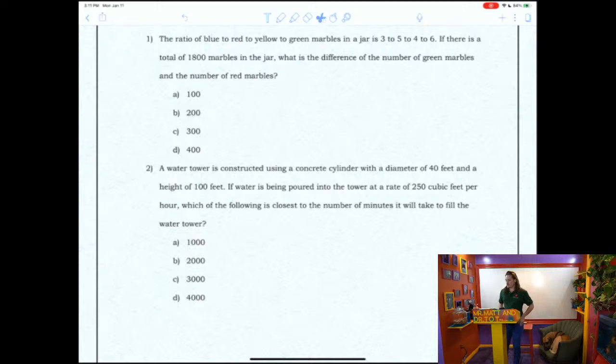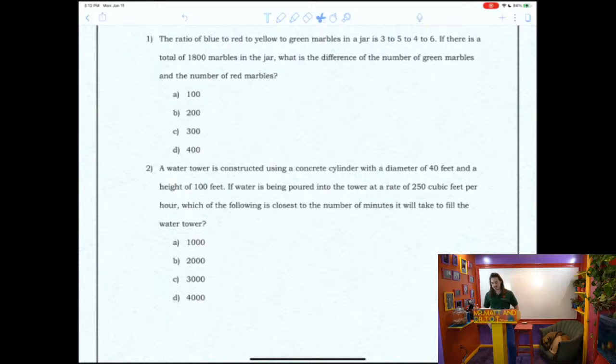So question number 1: the ratio of blue to red to yellow to green marbles in a jar is 3 to 5 to 4 to 6. If there is a total of 1,800 marbles in the jar, what is the difference of the number of green marbles and the number of red marbles?